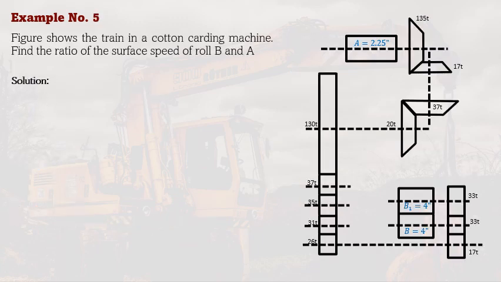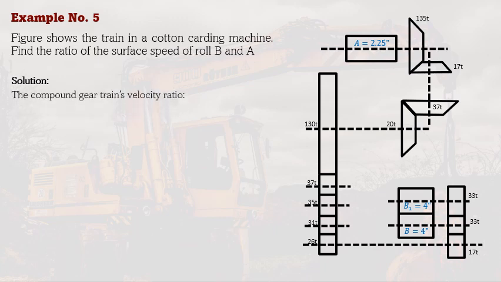And then finally, we have here a figure which shows a train in a cotton carding machine. We are going to find the ratio of the surface speed of roll B and roll A. Roll B is shown here in the bottom part, which has a diameter of 4 inches, and roll A has a diameter of 2.25 inches, as you can see.